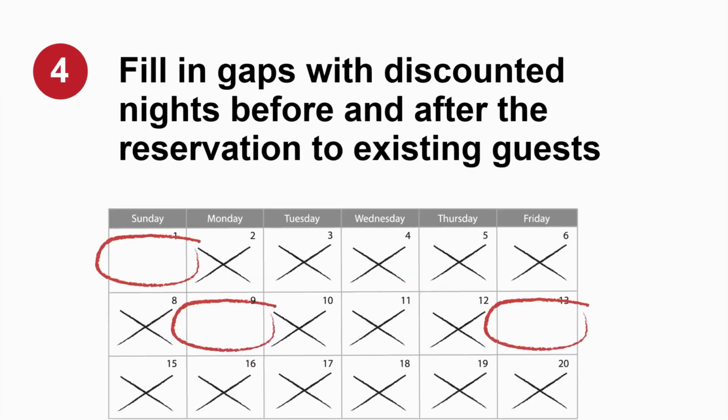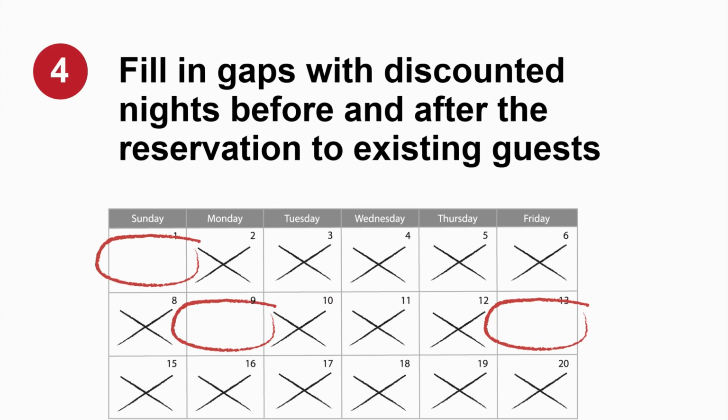Number 4, fill in gaps by offering discounted nights before and after the reservation to existing guests. If you have 1 or 2 night gaps at the beginning or the end of a reservation, that will be difficult, if not impossible, to fill. So here's what you can do. Proactively contact guests who are already booked before or after that gap and make an offer they can't refuse.